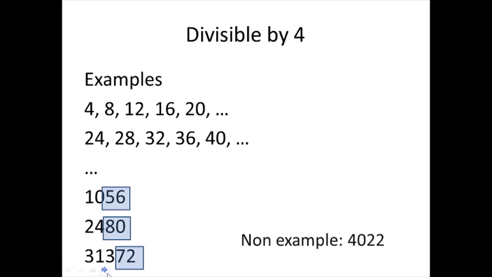What about this one? A non-example is 4022. Why is it not divisible by 4? Because the last two digits, 22, cannot be divided by 4.